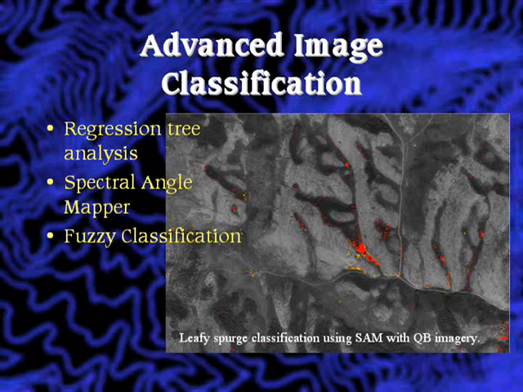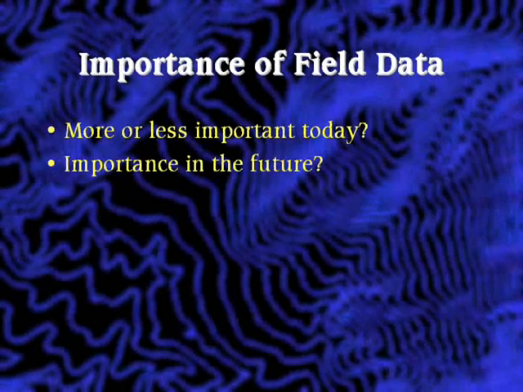There are some newer techniques that are being used: regression tree analysis or Boolean tree analysis, spectral angle mapper, and fuzzy classification. Fuzzy classification is, of course, a soft classifier type of system. This image that you're looking at shows a leafy spurge classification using SAM, spectral angle mapper, and QuickBird satellite imagery. The red indicates places where leafy spurge is predicted to occur, and this orangish color are places where the classification said that we're sure there's no leafy spurge here. It was the non-target.